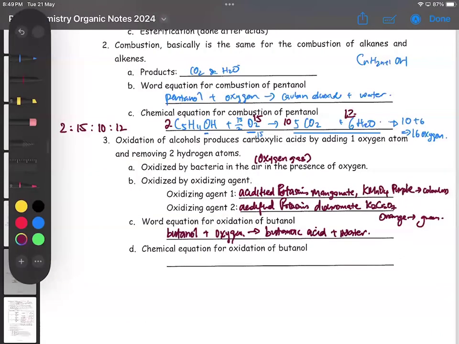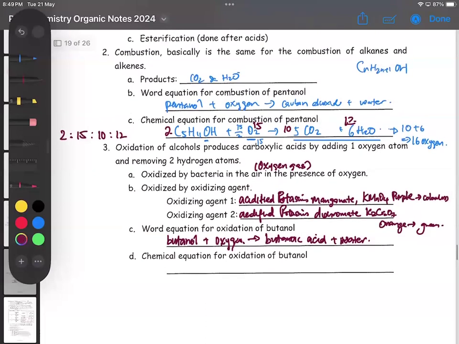All right, so for the chemical equation, we already know the butanol formula. So the butanol formula is C4H9OH. Okay, how do we introduce the oxygen? Normally, you can put it as 2O, and then the formula for butanoic acid, we have C3H7COOH, and then plus water. It can be presented this way.